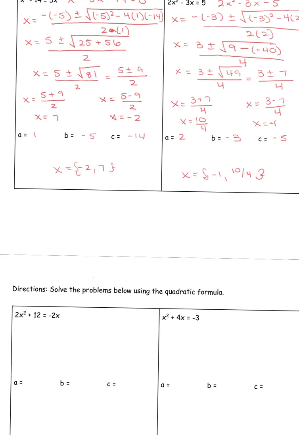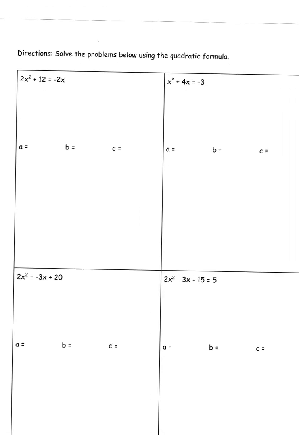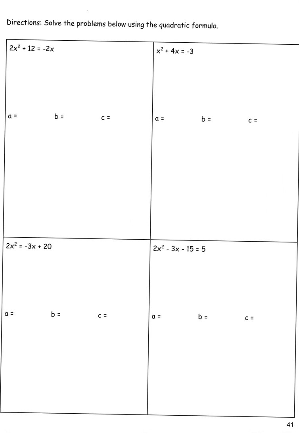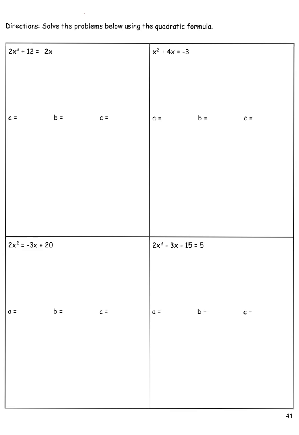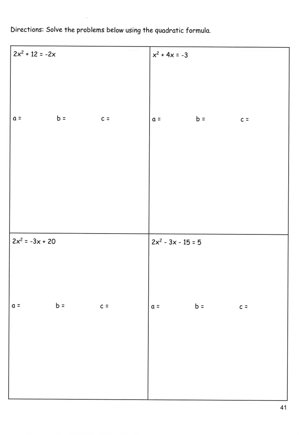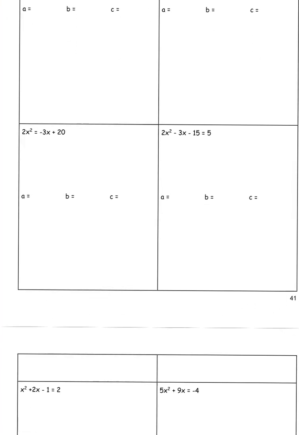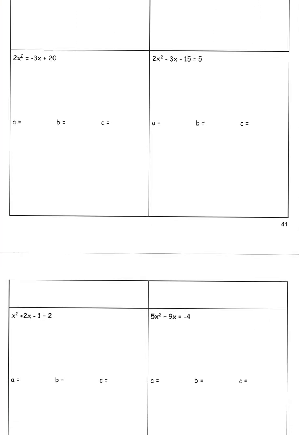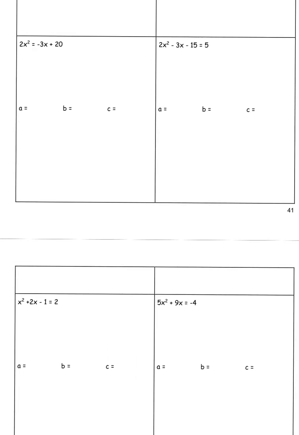All right, so taking a look at another example. Again, we're going to do the same thing, solving using the quadratic formula. For the sake of this video, we're only going to look at 2 more problems together, and then you will have 4 of them to do on your own. So the next 2 problems we are going to look at are here and here. So we have 2x squared is equal to negative 3x plus 20.